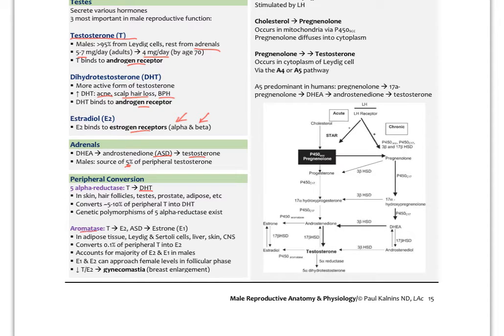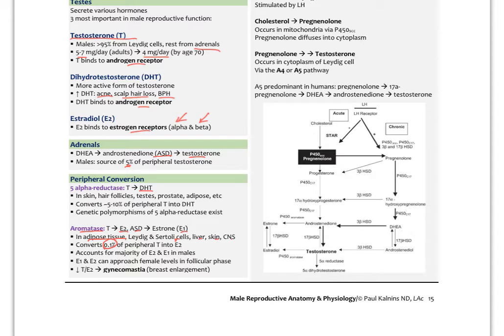And then via aromatase, we can convert testosterone into estradiol or androstenedione into estrone, especially in adipose tissue. But aromatase, again, is found in the Sertoli cells, the liver, the skin, and the central nervous system. But the conversion is very small, so it typically converts about 0.1% of the peripheral testosterone into estradiol. Remember, 5 to 10% of peripheral testosterone is converted to dihydrotestosterone. So this is a very small amount, although the levels of aromatase will increase with age in men.